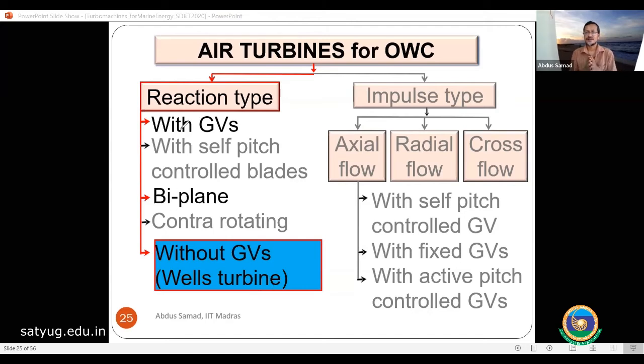We have done CFD and numerical work. And why did we do this? I'll explain that also. And for impulse turbines, there are several types, so I'm not focusing on that now.